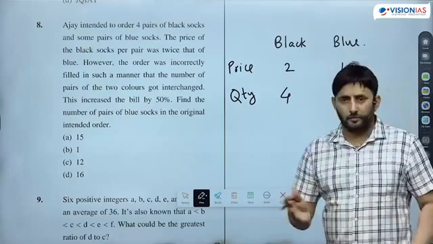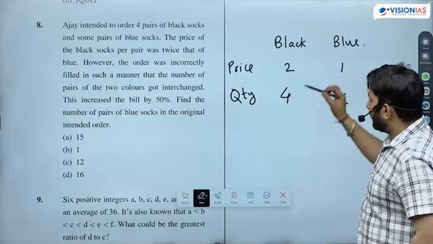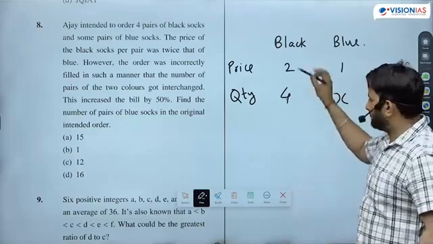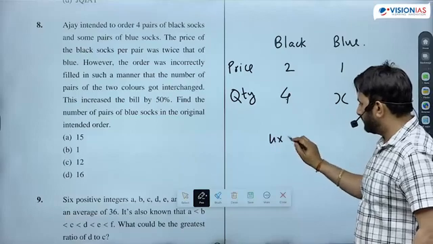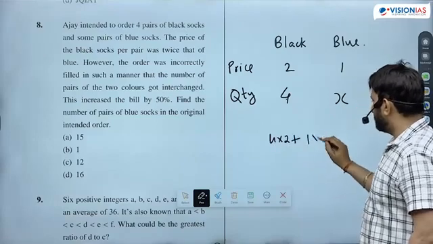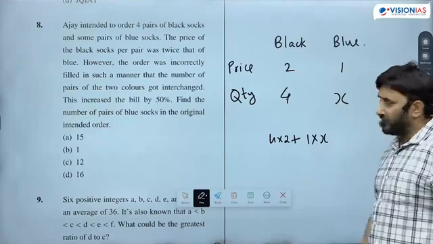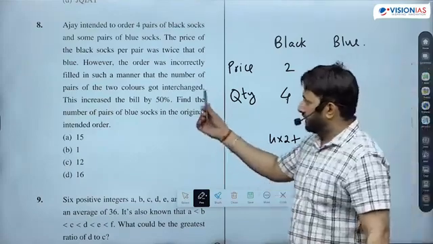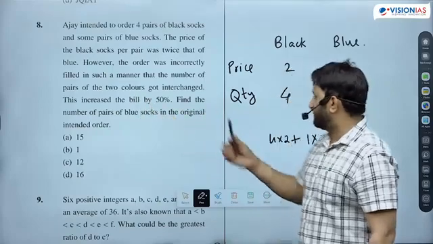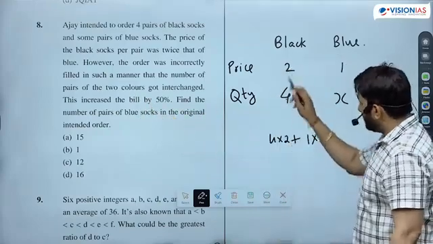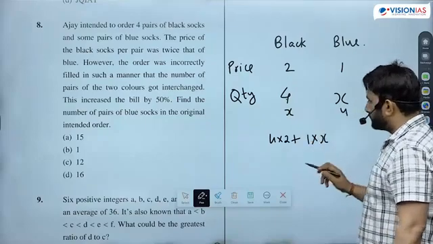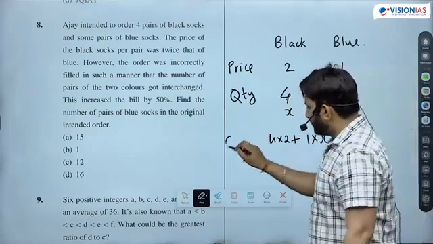Bill will be equal to price into the quantity. For 4 units at the rate of 2 units per pair, the value will be 4 into 2 plus 1 into X. But what happened? These values are interchanged by mistake. The number of pairs of the two colors got interchanged. So it means the value of black is written as X quantity, and here it is written 4. So what is the faulty bill? This should be the correct bill.